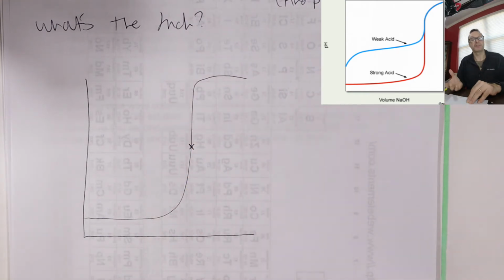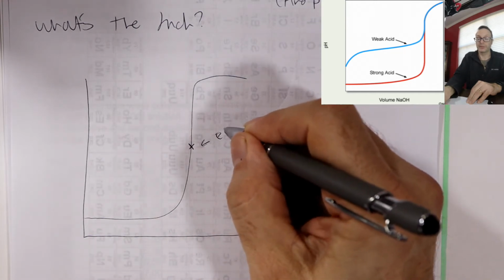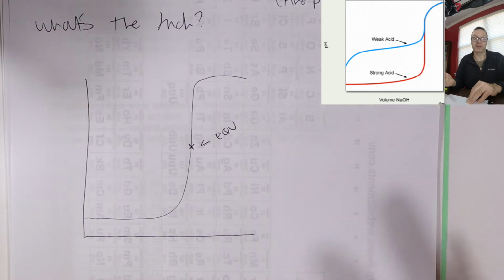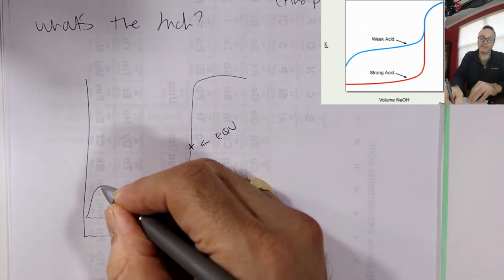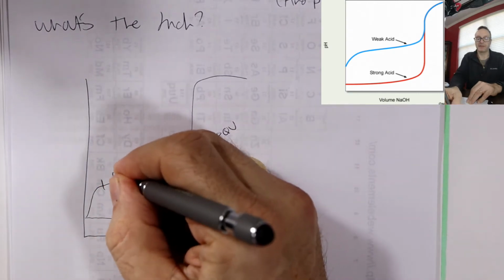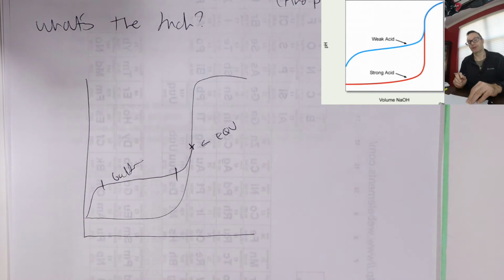halfway up the strong acid, strong base titration curve is equivalence, right? That's the equivalence point where moles of acid equals moles of base. However, for the weak acid, there's a buffering region, and then we kind of go like that. Now it's the buffering region, right? However, the equivalence point is the same.